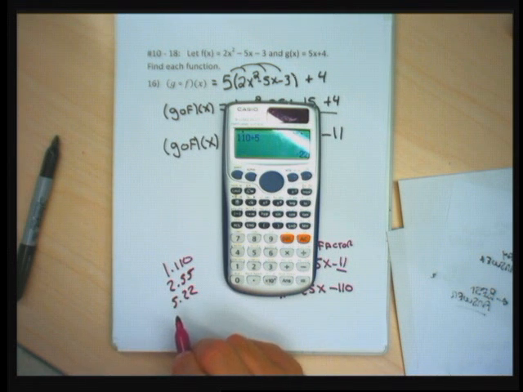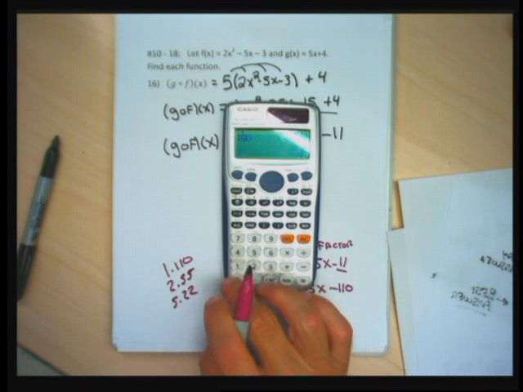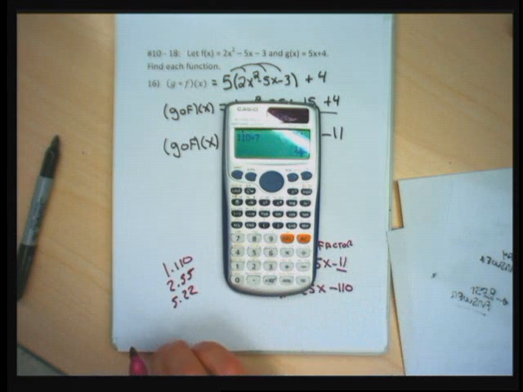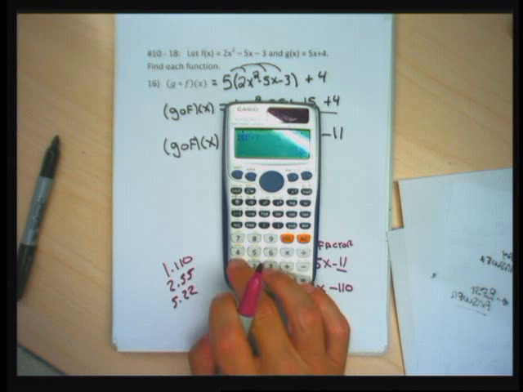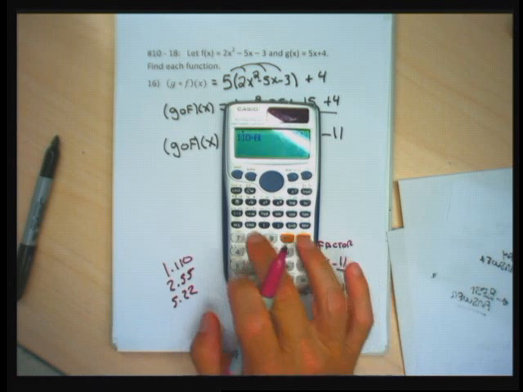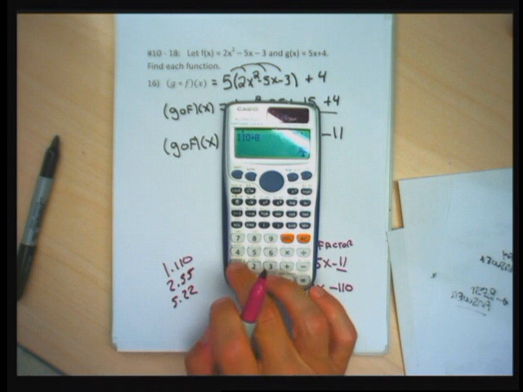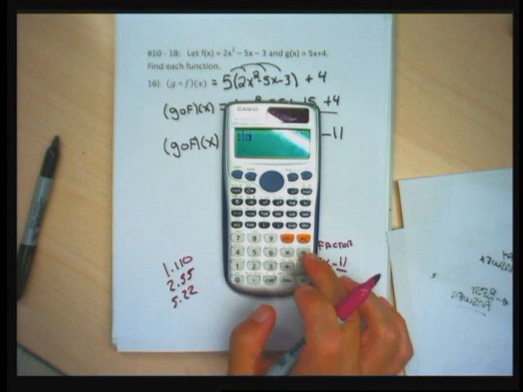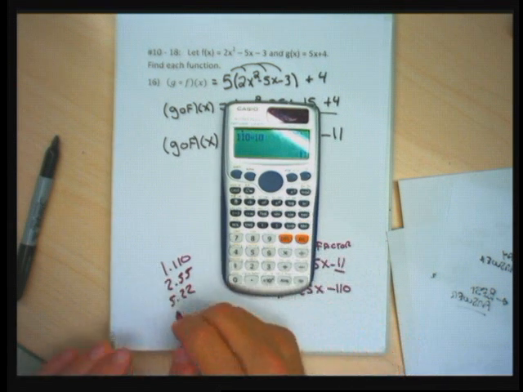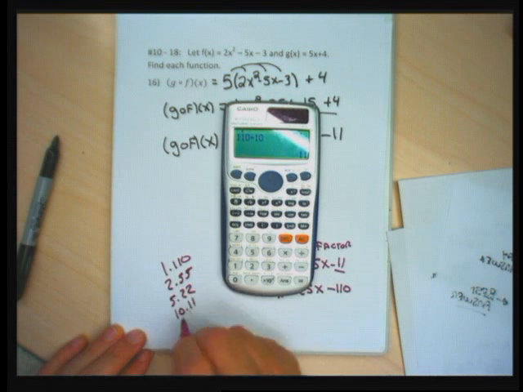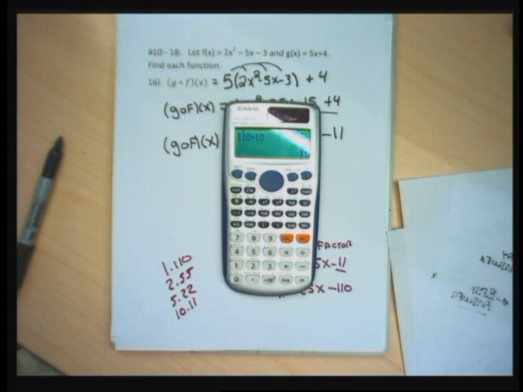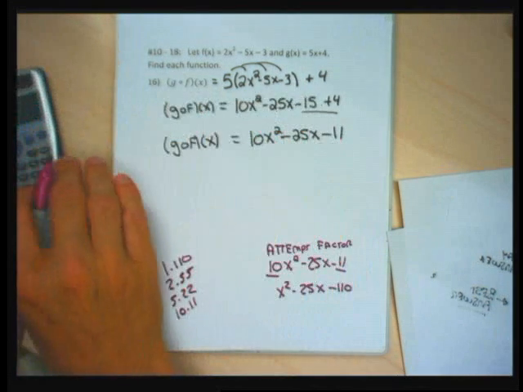6 doesn't go into it because 3 doesn't. 7 probably doesn't go into it. No, I don't think 8 goes into it. 9 doesn't go into it, I don't think. I'll do 10. 10 does go into it. And these are all the factors of 110, I think. I could have messed it up, but I don't think I did.